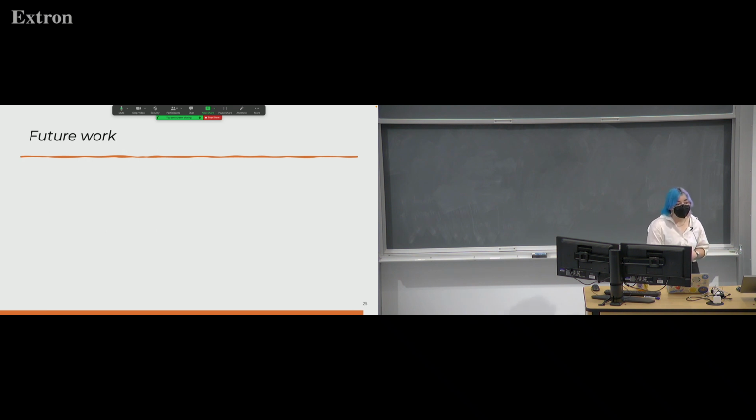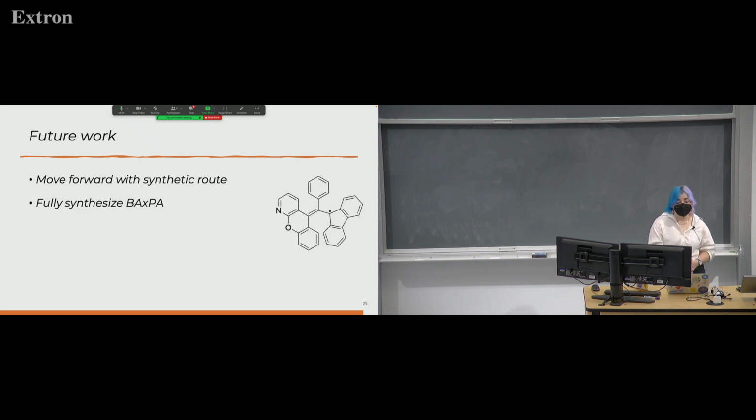And then beyond that, the future work of this project, which is ready to be taken up by future students, which is super exciting, would definitely be to, once we can get the chlorobenzyl phosphonate compound, move forward and hopefully get to our tetrasubstituted alkene, and then from there, hopefully fully synthesize BAxPA as a radical, which we could then confirm with electron paramagnetic resonance to make sure that we do have a radical present.